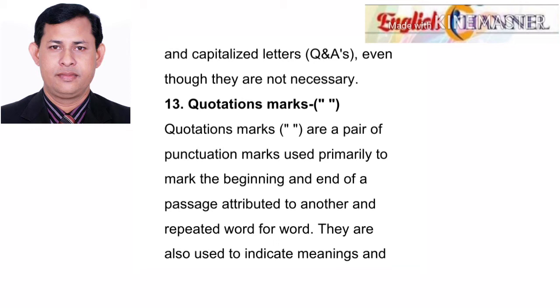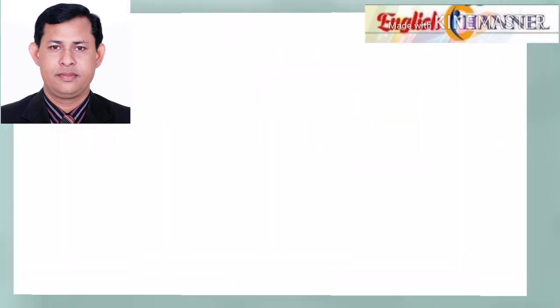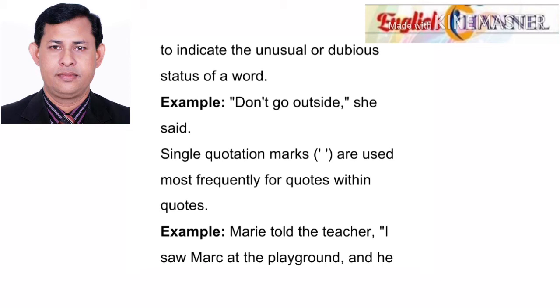Serial number 13. Quotation marks. Quotation marks are a pair of punctuation marks used primarily to mark the beginning and end of a passage attributed to another and repeated word for word. They are also used to indicate meanings and to indicate the unusual or dubious status of a word. Example: "Don't go outside," she said.